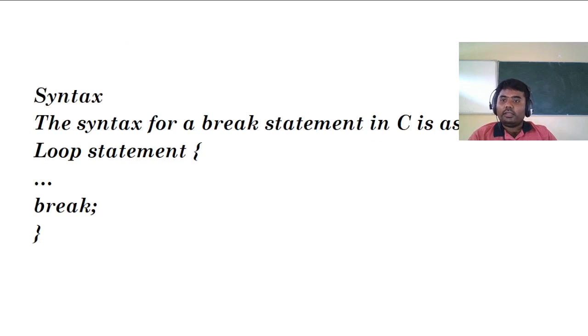This is the syntax of the break statement. We have a loop statement. It can be a while loop, for loop or do while loop. Inside that we'll have some condition. These three dots will be replaced with some condition, and if that condition is true, we include the keyword break. Once the executor executes this break statement, the complete loop will be terminated and execution will come out of the loop.